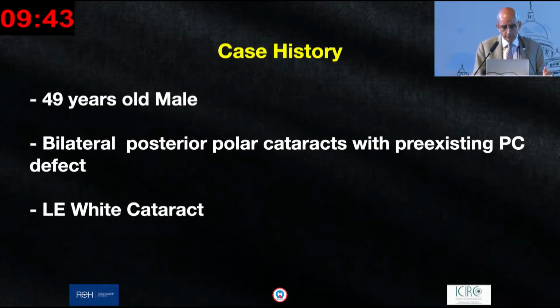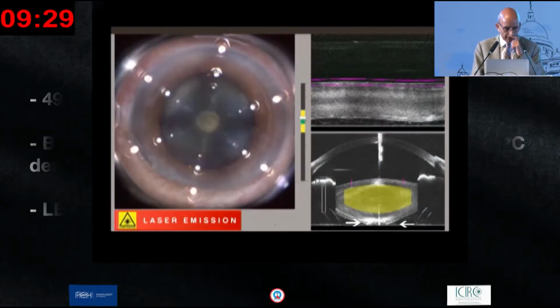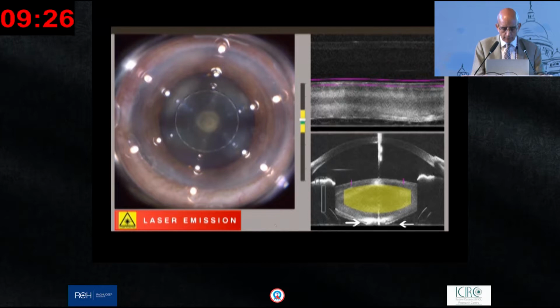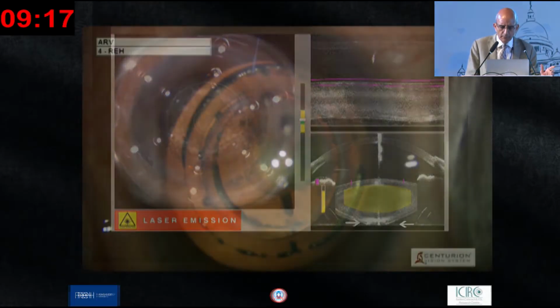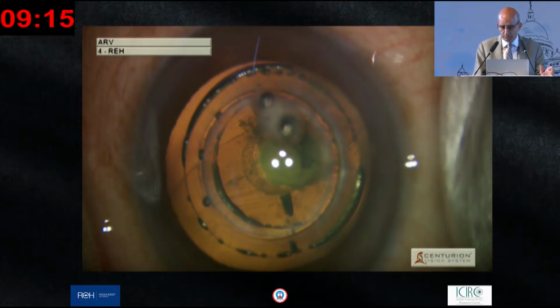So this is a patient who came to us with bilateral pre-existing posterior capsule defect behind the posterior polar cataract. The left eye had a total white cataract. So we decided to operate the right eye first so that we understand, and you can see that there is an open capsule here. That's the advantage of these things. You perhaps could pick up in a UBM, but this is more precise. So this is the patient on the table. You can see the pre-existing defect here.